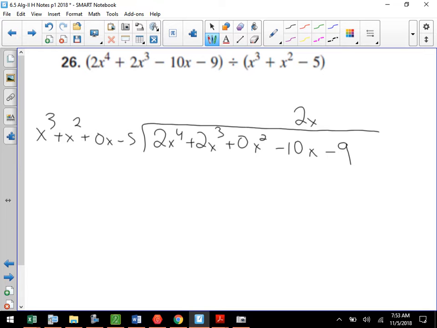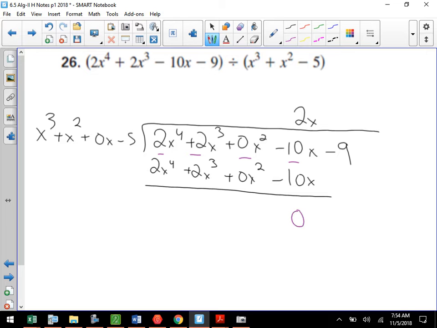Anyway, so now distribute through that 2x. We're going to get 2x to the 4th, 2x cubed, 0x squared minus a 10x. And then when you back all of it out, I can see why you're kind of like, what do you do now? Bring that down. That's just your remainder.